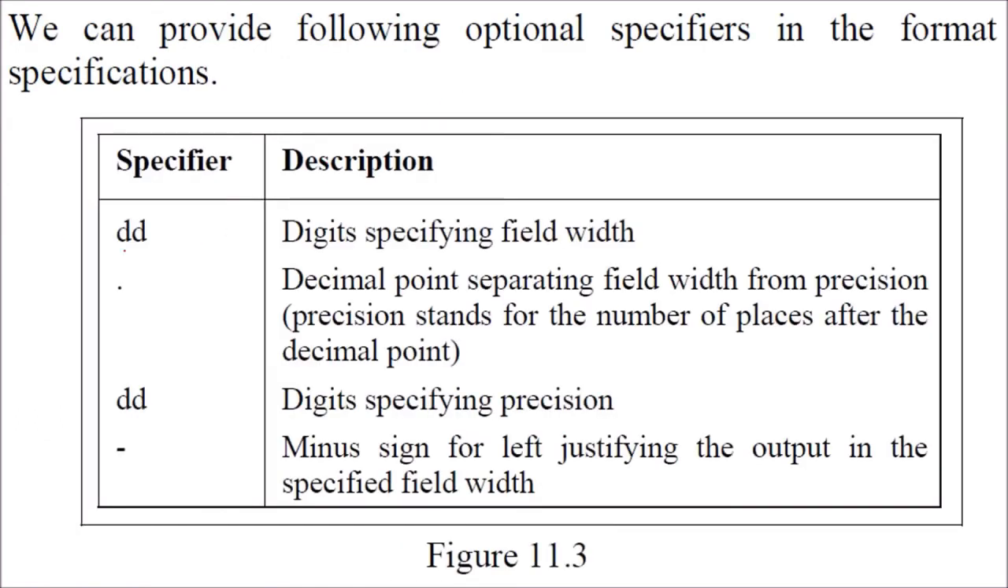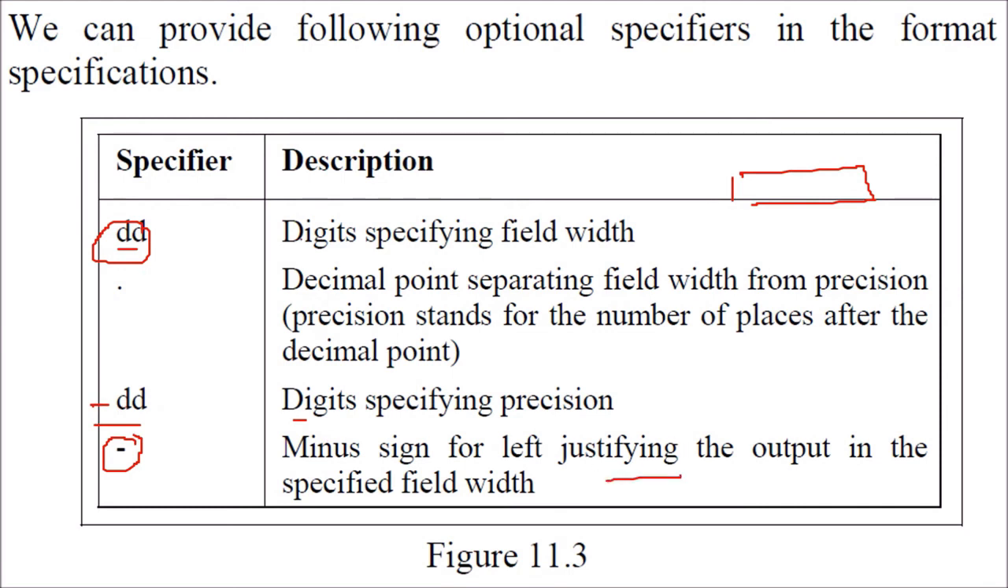We can also provide optional specifiers. For example, we have dd, then a dot. This dd means digits, which specifies the field width. How much is the width? I'll show you an example of that. But before that, you must understand this dd, and after this we have the minus sign. When dd is preceded by a minus sign, this minus sign says that you have to left justify the output.